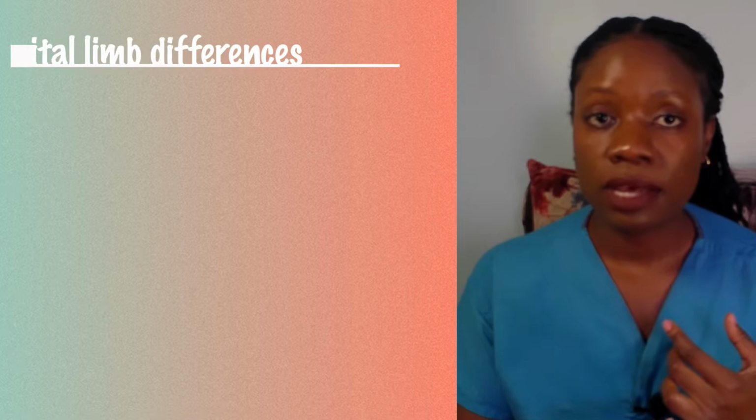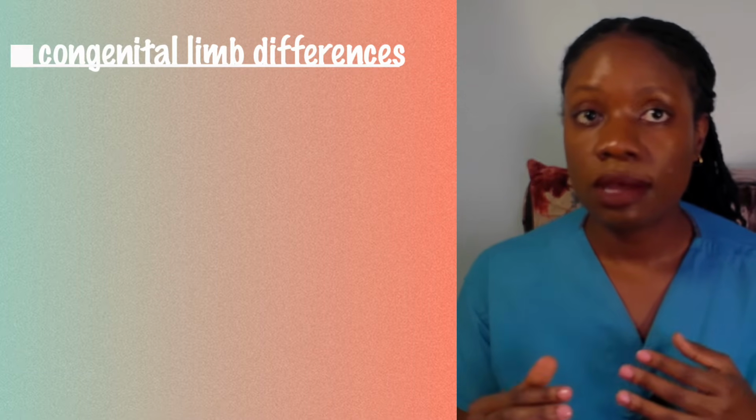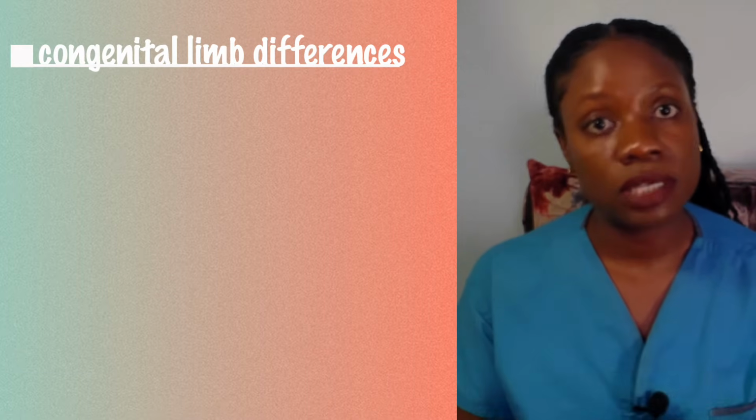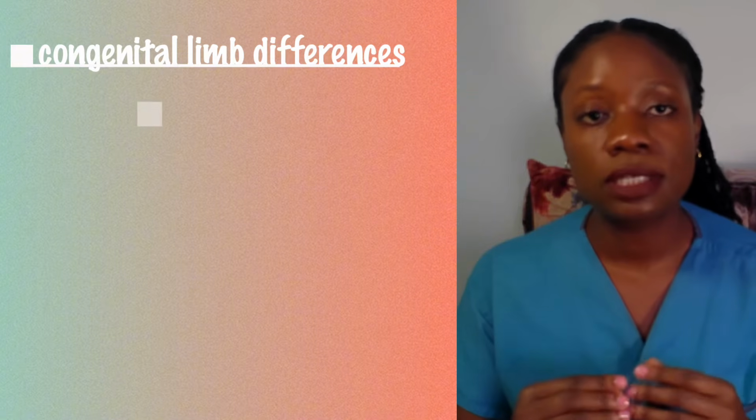Amputations in children can happen because of several reasons. One is congenital limb differences. So this is where part of the limb didn't develop fully or at all in the womb. We've talked about this for conditions like tibia hemimelia and fibula hemimelia. In some of these cases, an amputation is warranted to better the function of the child.